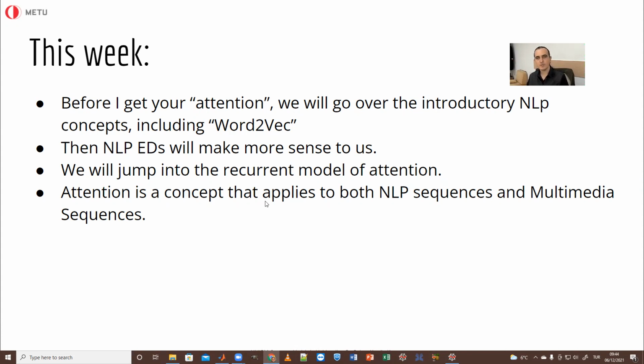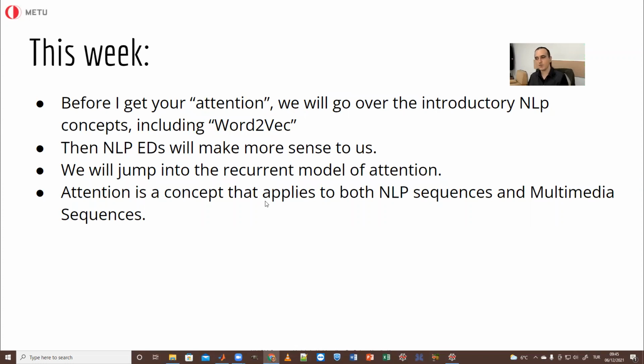And after we do this, the encoder-decoder models, sequence models that belong to the field of NLP, will make more sense to us. And so that we make better sense of the sequence-to-sequence models of NLP, we will delve into the subject of attention. Attention is quite a new subject. I mean, it was first introduced by Bahdanau, the first author of the paper, Bahdanau et al. And the others, I should have said, in 2014, officially published in 2015.